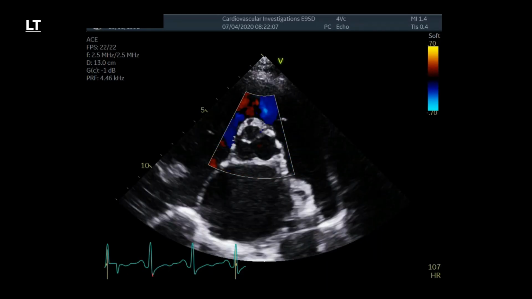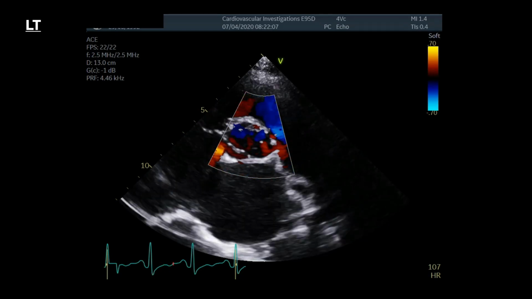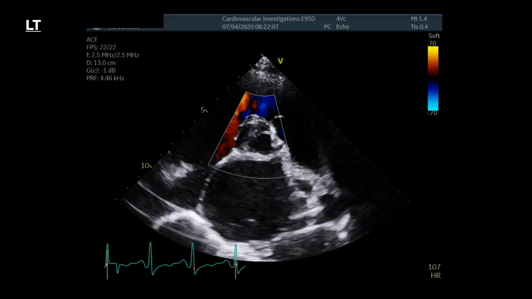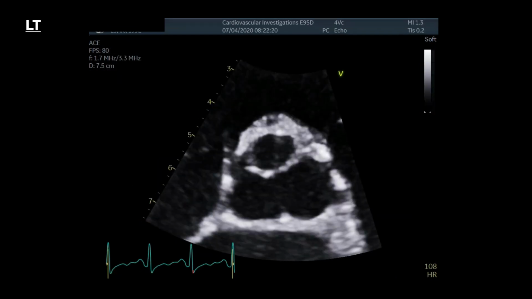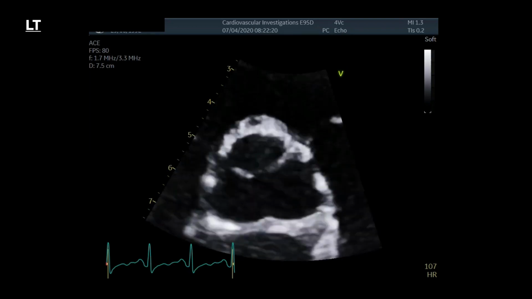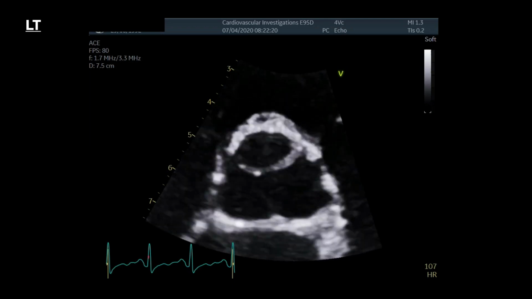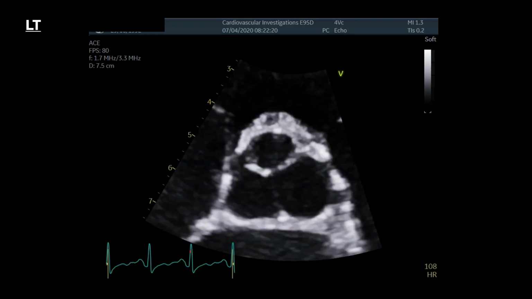And then all of those structures will have colour put over them. So this is colour over the aortic valve, looking for aortic regurgitation. And I can't see any there. And then zoomed in, it's very important here again to look closely at the valve and make sure that you can see the three leaflets separated and opening well. And that looks quite normal.